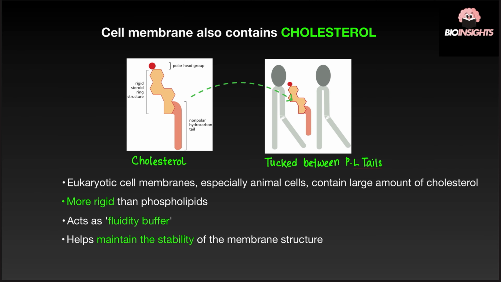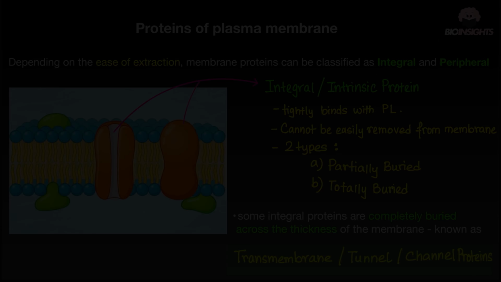Another distinguished feature of the cell membrane is that it also contains cholesterol. Eukaryotic cell membranes, especially animal cells, contain a large amount of cholesterol. These cholesterol molecules are more rigid than the phospholipids. They act as a fluidity buffer. It tucks itself between the tails of two phospholipid molecules, and this helps maintain the stability of the membrane structure.